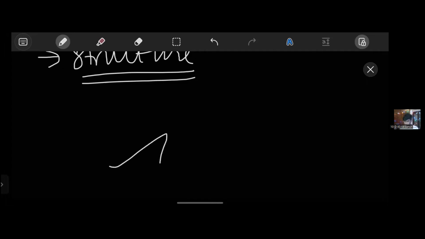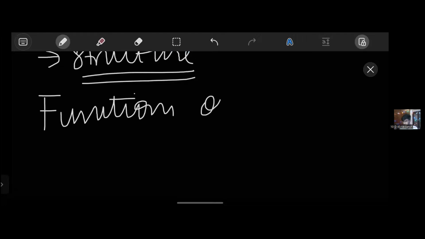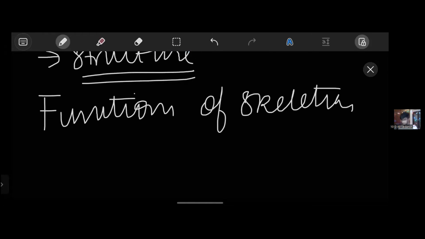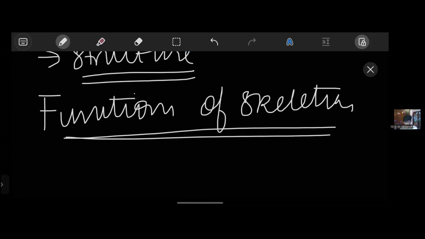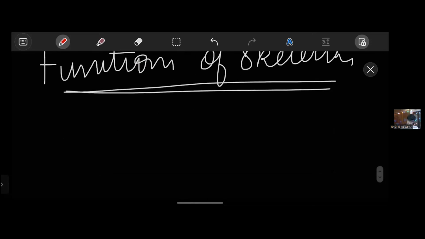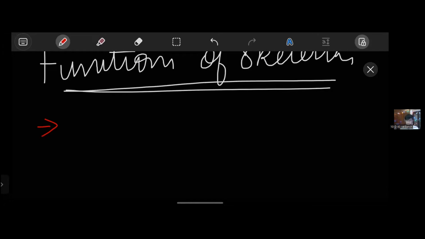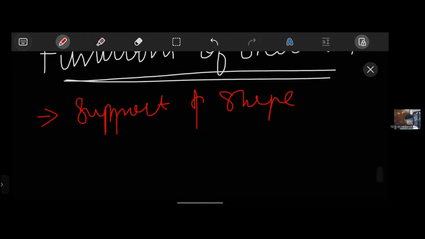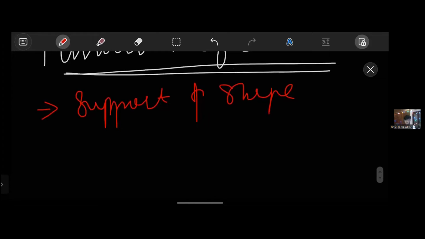Now, see, what are the functions of skeleton? First is basically providing support and shape. Now support and shape, your body has a definite shape as a tool.